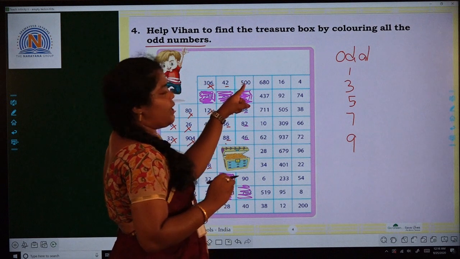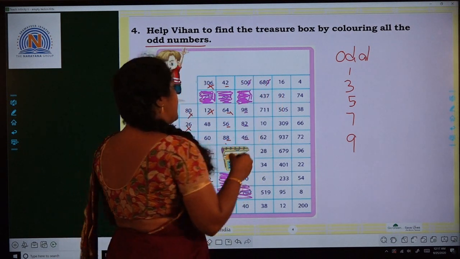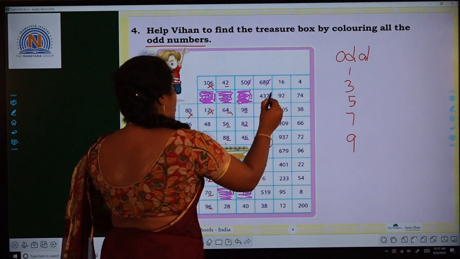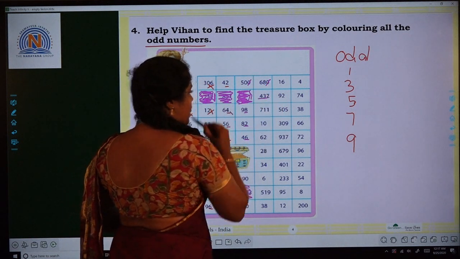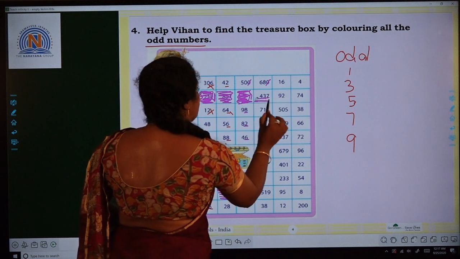Next, moving on to 500. In the ones place the digit is 0, so don't move that side. Next, 680. It is not an odd number. See here, 437. 7 is in the ones place. So it is an odd number. We have to color the odd number.